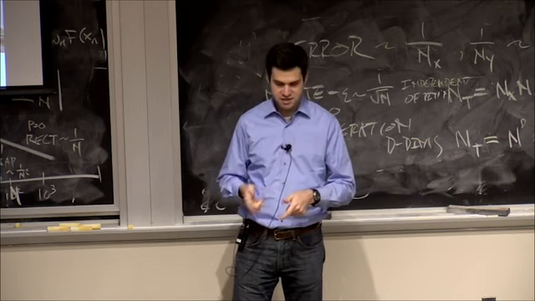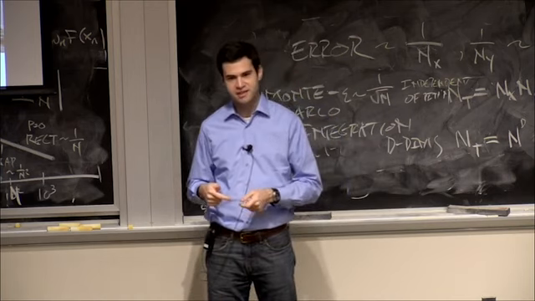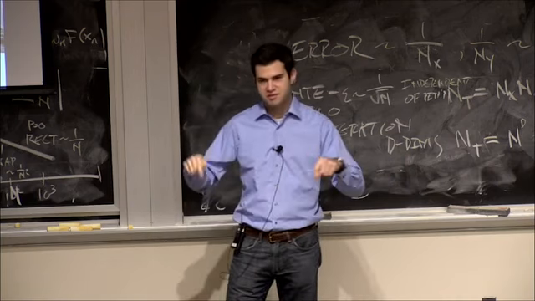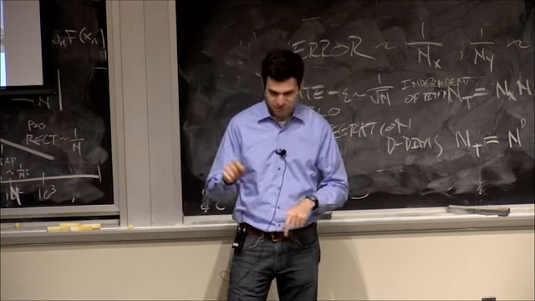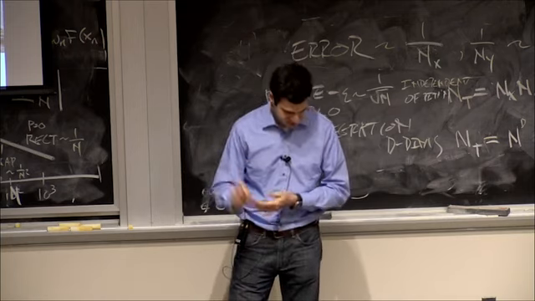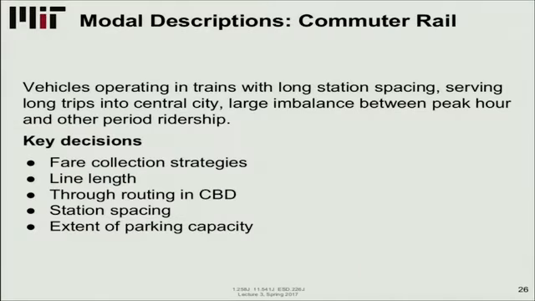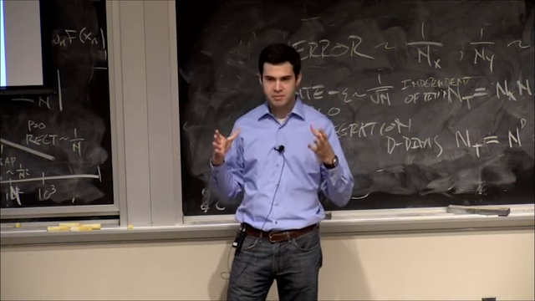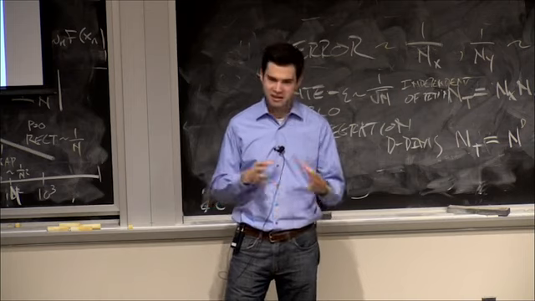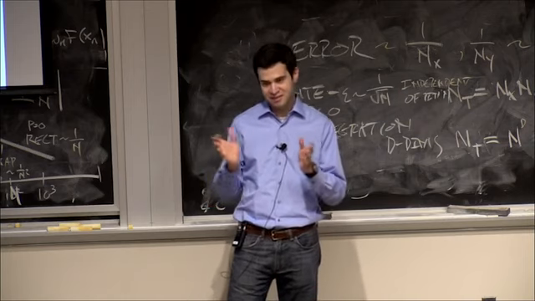So if it's DC, you don't need transformers spaced out at very short intervals in your system. Yeah, so that was a short parenthesis. Commuter rail is another kind of rail system. So the stereotypical description: vehicles operating in trains with long station spacing, and frequently serving long trips into the central city. There's usually a large imbalance between peak hour and off-peak service. So commuter rail to bring people into work in the morning and out of work in the afternoon.